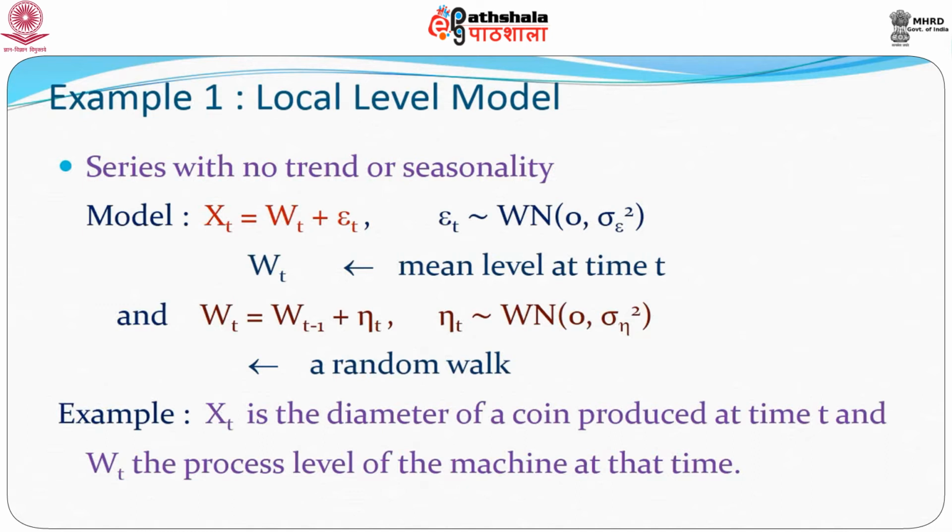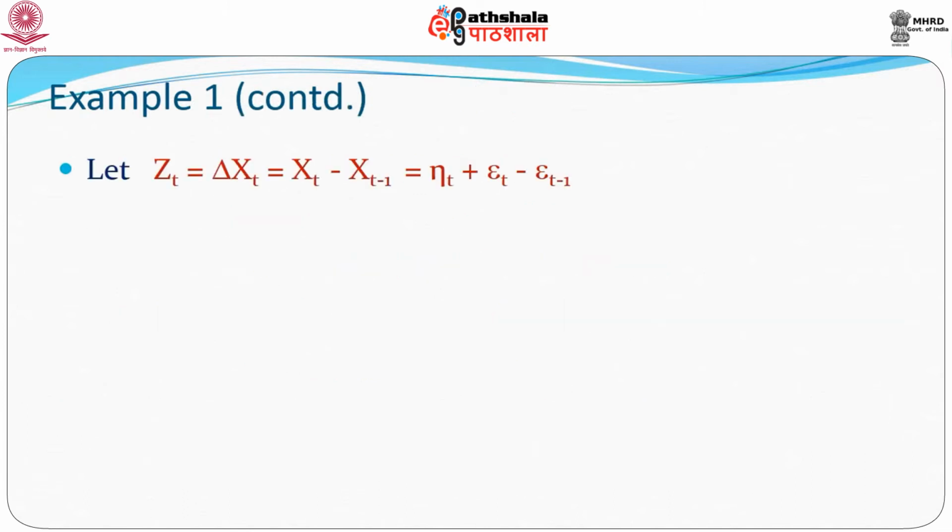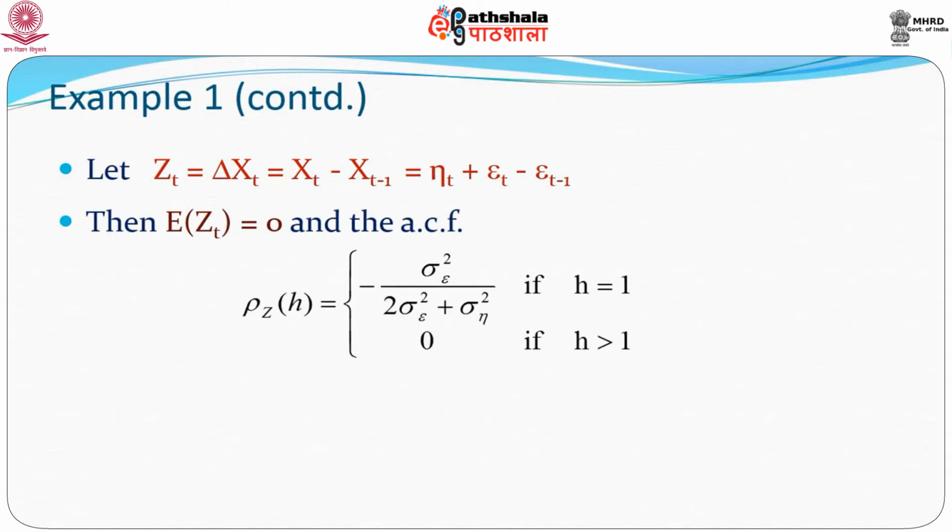Now, if you observe here, Zt is delta xt, which is the first difference of xt and xt minus 1, and this becomes eta t plus epsilon t minus epsilon t minus 1. Then you can see that since the right hand terms are all errors and they have expectation 0, expectation of Zt is going to be 0. And if you calculate the autocorrelation function of Z, then you get rho Z(h) comes out to be minus sigma epsilon square by twice sigma epsilon square plus sigma eta square, provided h is equal to 1, and it is always going to be 0 for any h greater than 1.